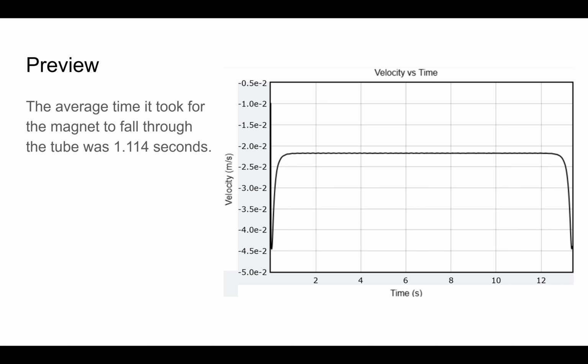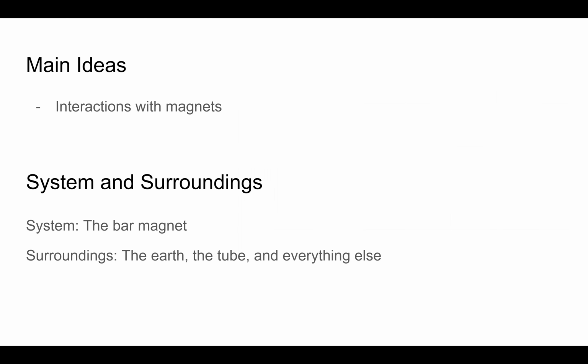The average time it took for the magnet to fall through the tube was 1.114 seconds, and the graph shows how the acceleration of the magnet slowed down and came to 0 as it fell through the tube. So the main idea, as we're looking at interactions with magnets: the system is the bar magnet and the surroundings are the Earth, the tube, and everything else.